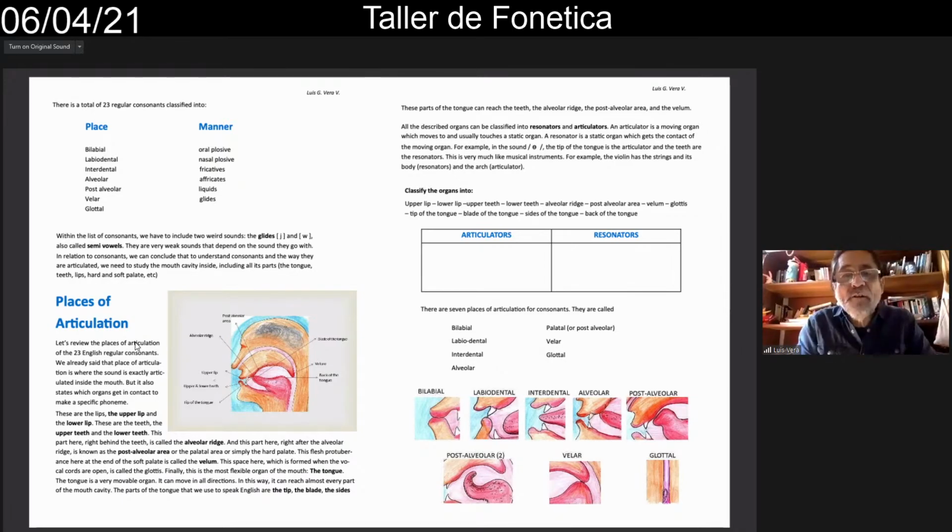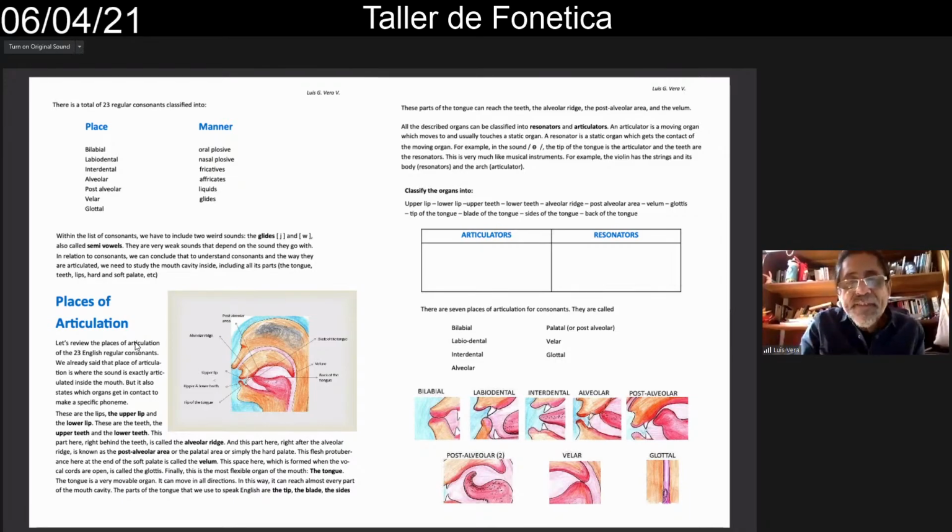For example, the sound th, yeah, that's the symbol for the sound. When we say thank you, thick, the tip of the tongue is the articulator, and the teeth are the resonators. Yeah, because the tip of the tongue is the one that moves. This is very much like musical instruments. For example, the violin has the strings and its body, the resonators, and the bow is the articulator, which is operated by a person.